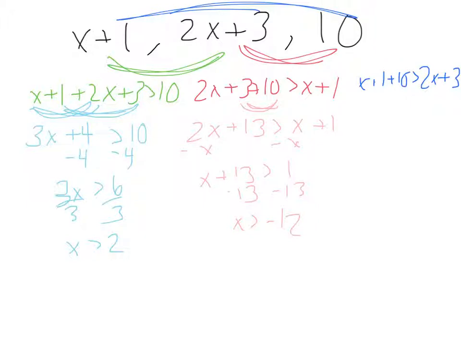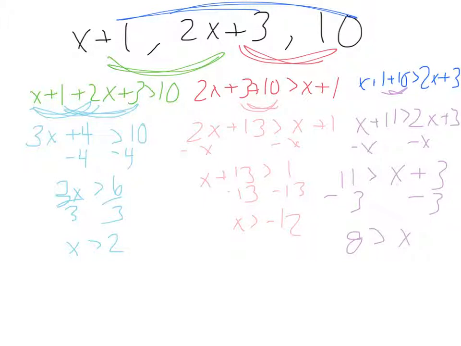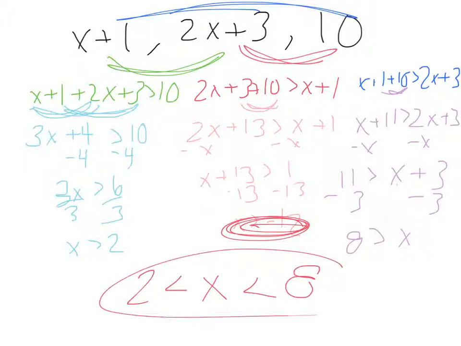Last one. So I can combine my numbers here and get 11. Now I'm going to subtract my x over, so I can get 1x. You could have subtracted the other side, you could have gotten negative x, which is fine. Subtract your 3 over, so you get 8 is greater than x. Alright, we go ahead and cross out our smallest one here, which is negative 12. Then 2 on the left, 8 on the right, x in the middle, and point them to the left.